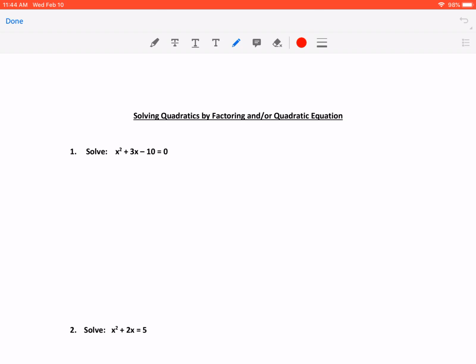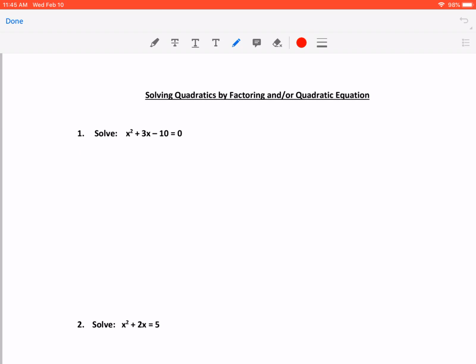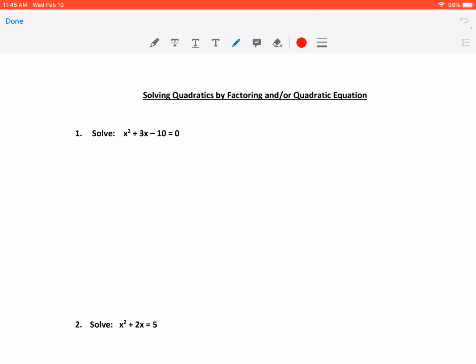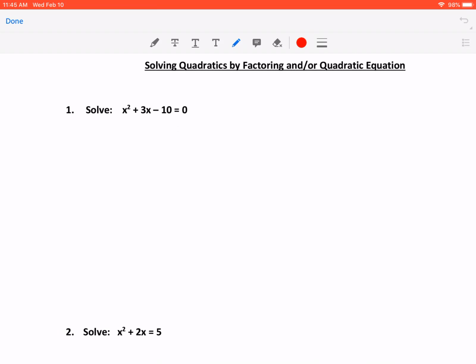Okay, we are going to do some more review with solving quadratics, and I really just want to show you that you can solve a quadratic by factoring, or you could use the quadratic formula. Sometimes you can actually use both, all right? So I'm going to look at this first one here.